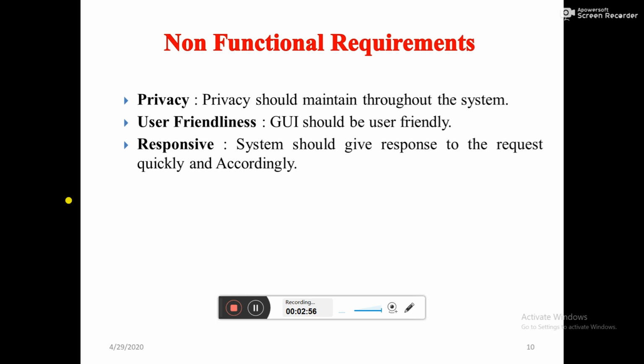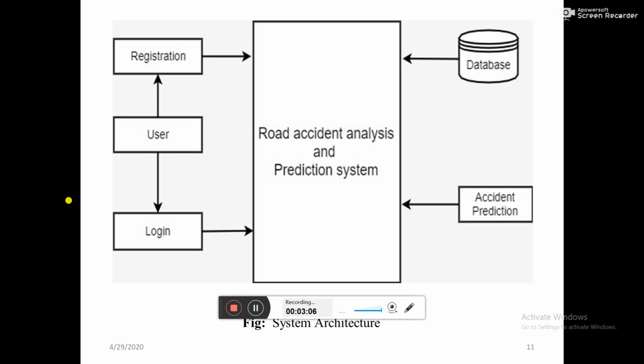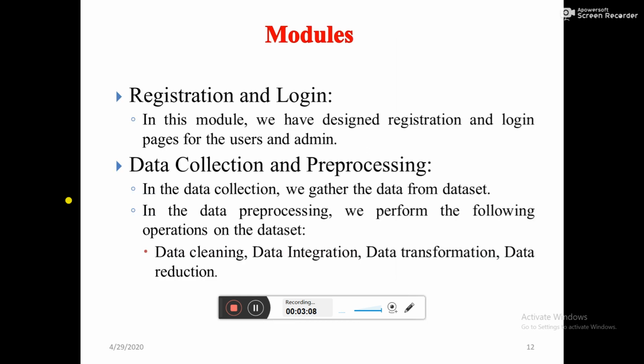Non-functional requirements: privacy should be maintained throughout the system. The GUI should be user-friendly. The system should respond to requests quickly and accordingly, as soon as possible. The system architecture: the modules of the project are registration and login. In this module, we have designed a registration and login page for the users as well as the admin.